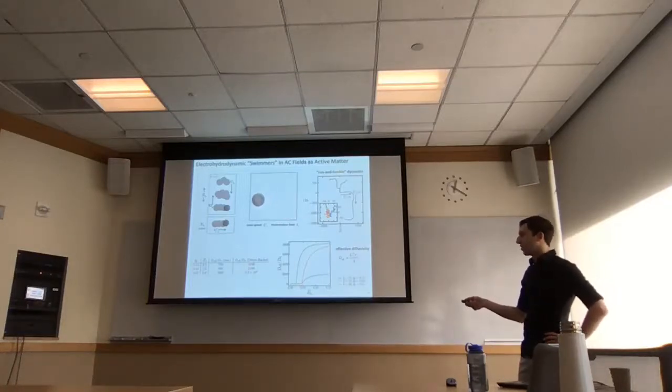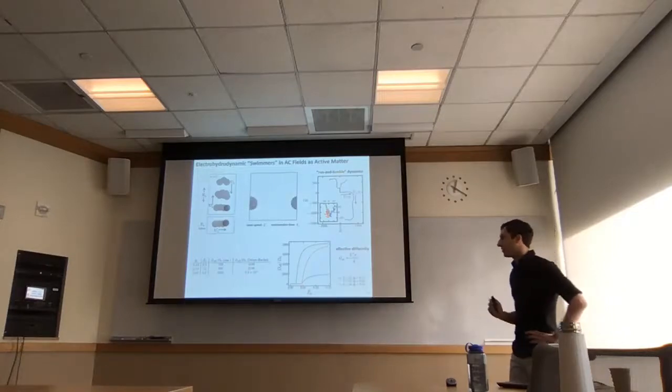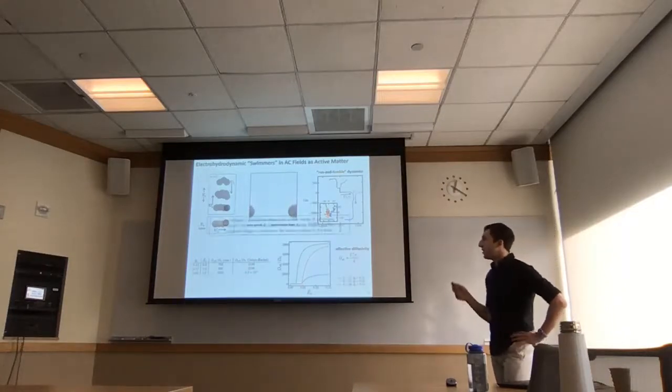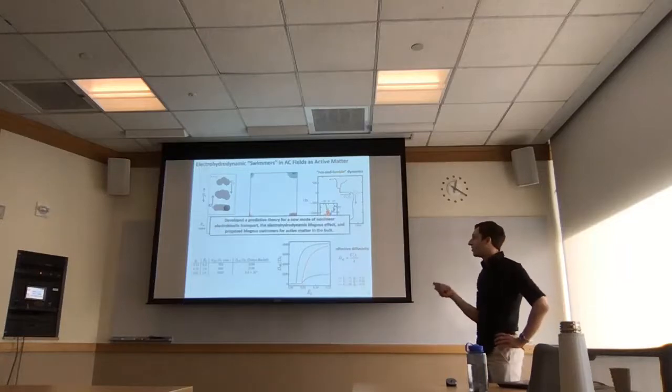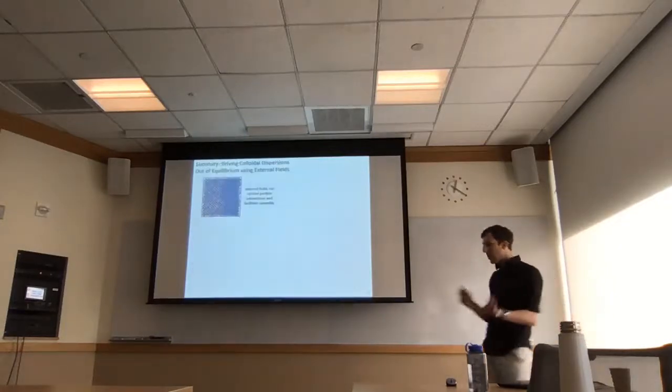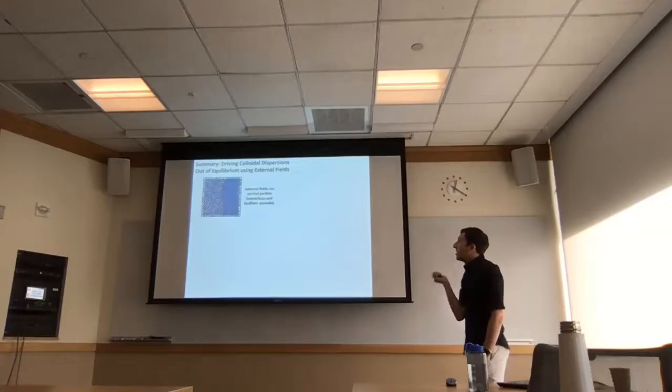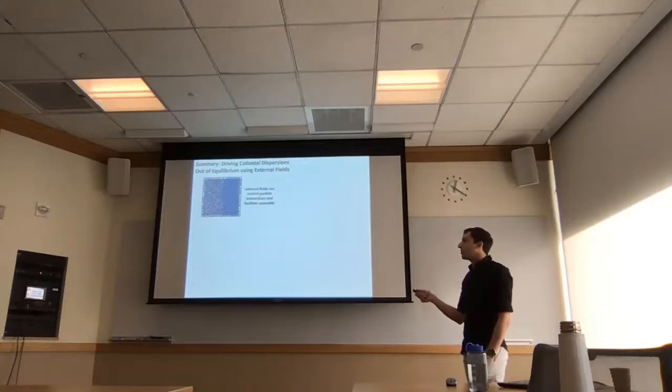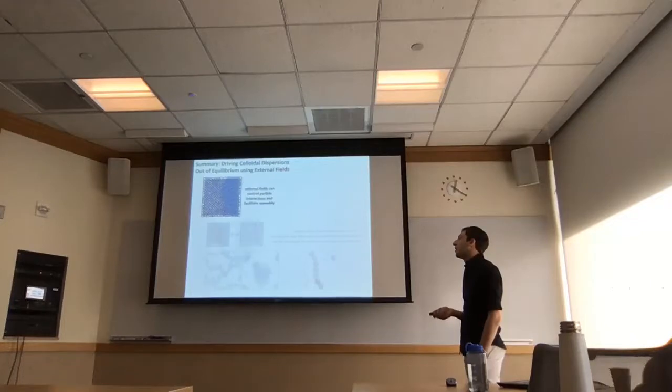A lot of other things are occurring at higher charges, and so these estimates get off. But this theory seems to be decently successful at describing this interesting nonlinear transport that can be leveraged for active matter. So the final takeaway here is the sense that we can use external fields to not only assemble things, but to drive assemblies out of equilibrium.